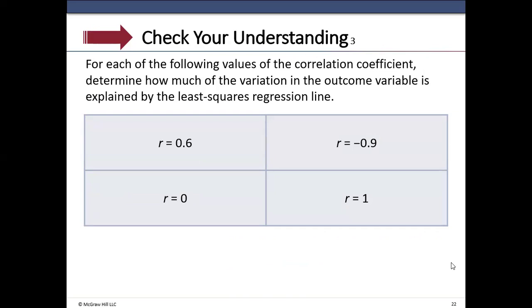If r is 0.6, r square is 0.36, so 36% of the variation in y can be explained by the least square regression line. The second one on the top, r is minus 0.9. If you square minus 0.9, minus 0.9 times minus 0.9, two minuses make a plus. r square is 0.81, or 81% of the variation in y can be explained by the least square regression line. If r square is 0, nothing can be explained. If r square is 1, or 100%, all of the variation in y can be explained by the least square regression line.